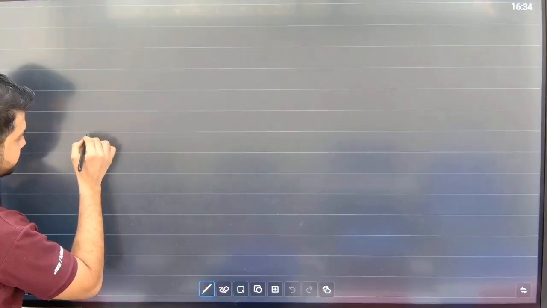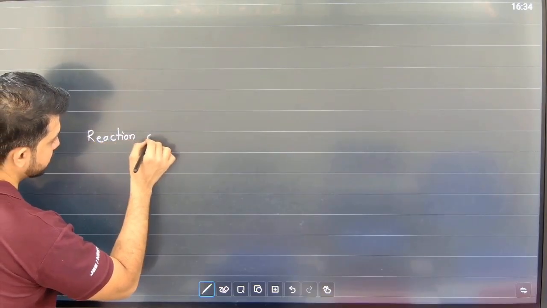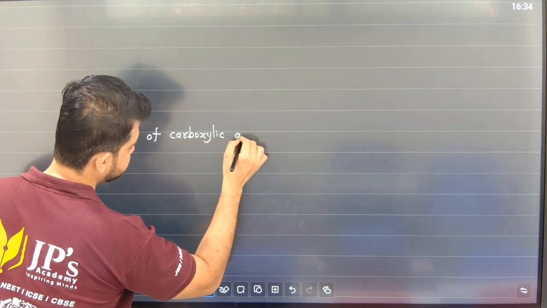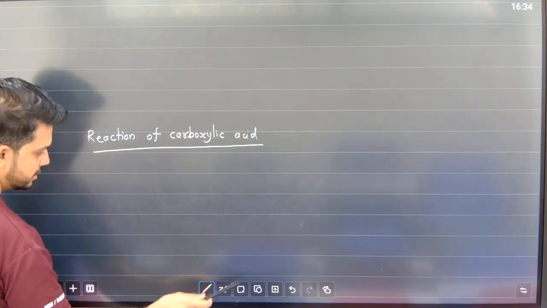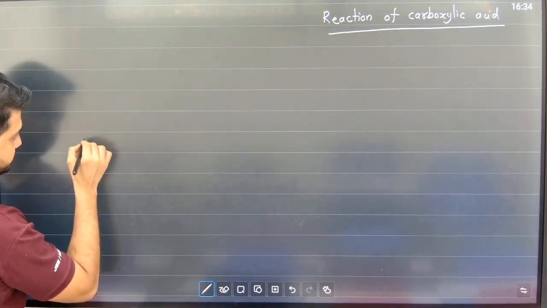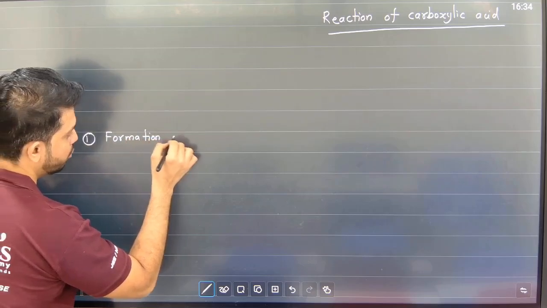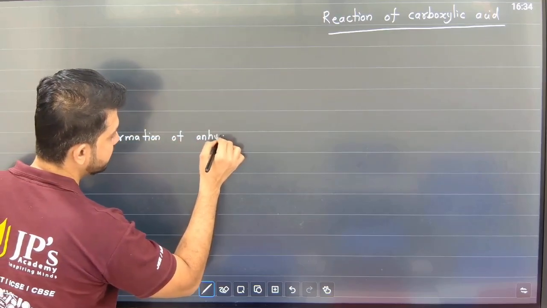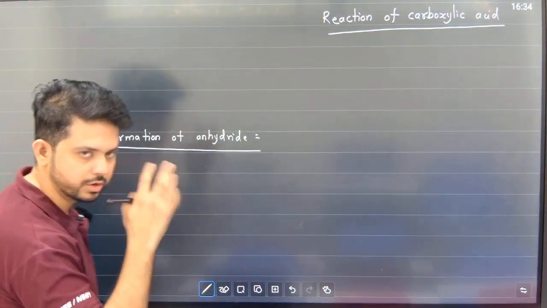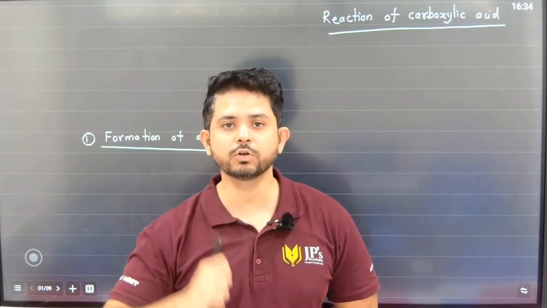So the first reaction of carboxylic acid is the formation of anhydride. Let's, students, first understand what you mean by an anhydride. Anhydride is when we remove water. Just like hydration is giving water, anhydride is like removal of water.